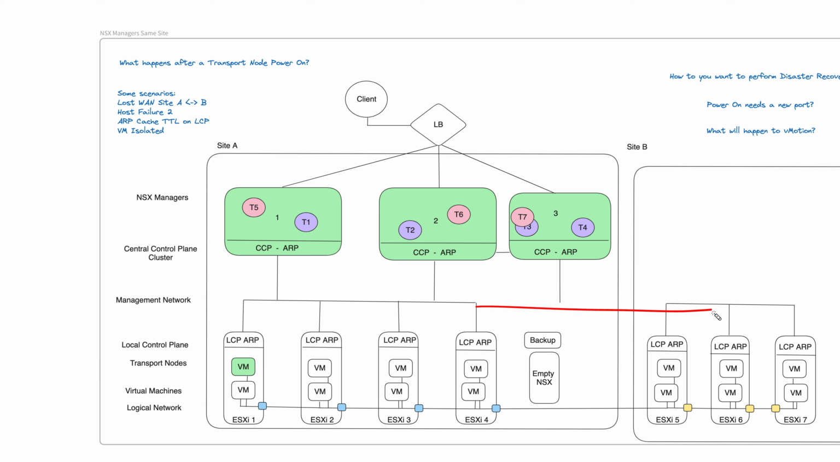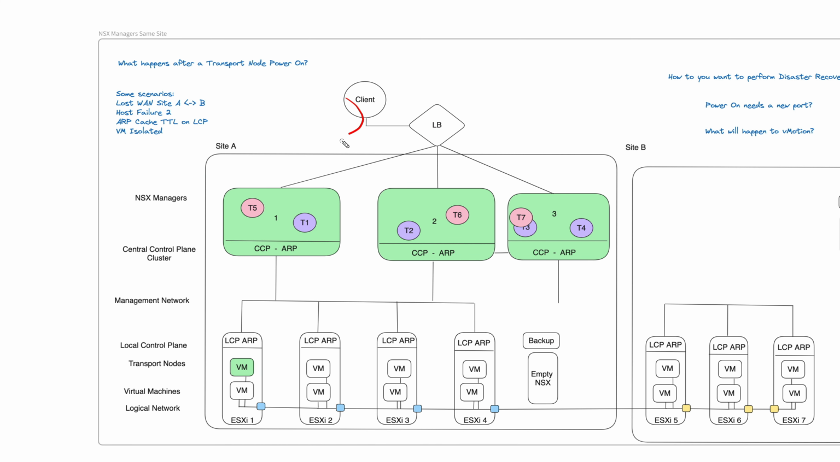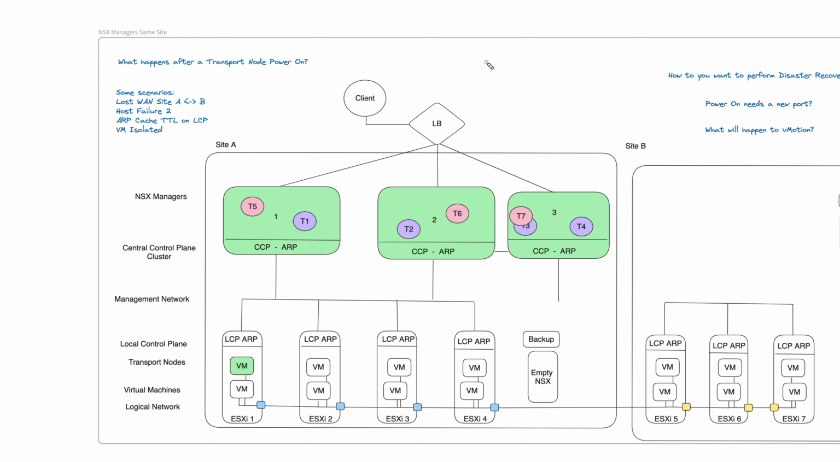So I have a lot of traffic going here, but my client goes into one of the instances. Another thing, this is a load balancer. It can be based on AVI, the advanced load balancer. It can be an F5 load balancer. It can be AVI, because if you lose your load balancer, you're still able to bypass the load balancer and go to your NSX Manager directly.